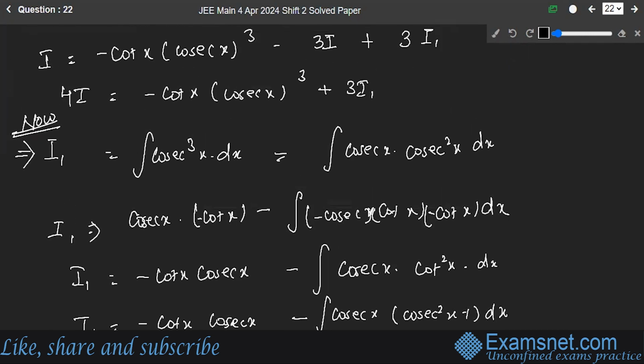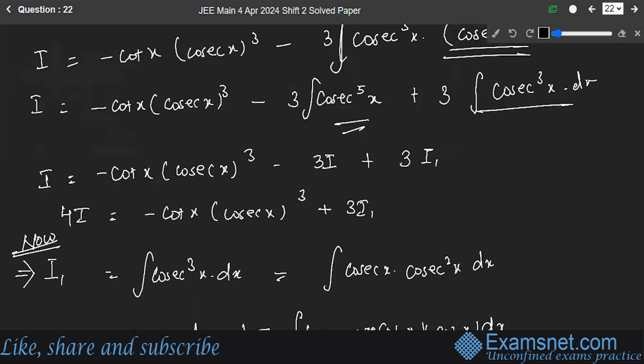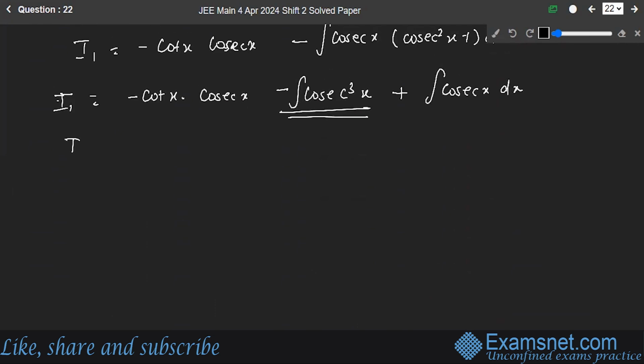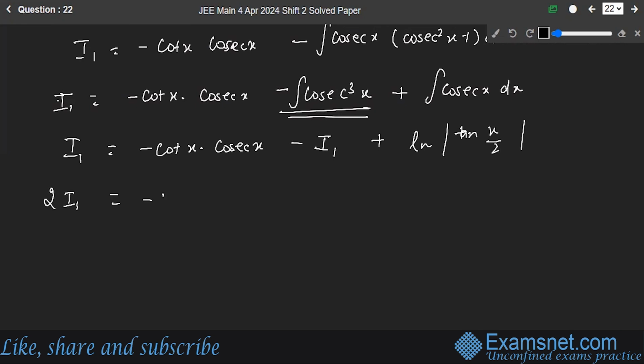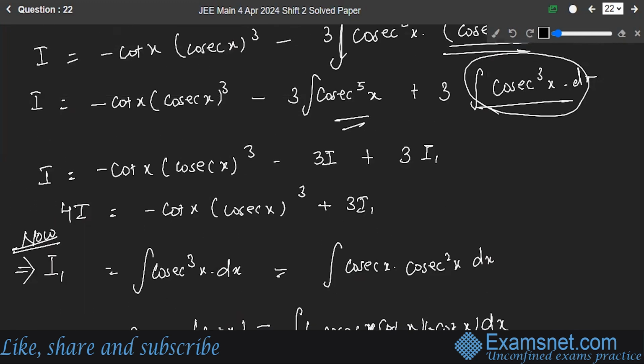Now, this was your I1. Remember, we already solved this. I1 was equal to this cosecant cube x. So, I1 is equal to minus cot x cosecant x minus I1 plus integral of cosecant x. This is equal to natural log of tangent x by 2. So you have 2I1 is equal to minus cot x into cosecant x plus natural log of tangent x upon 2.